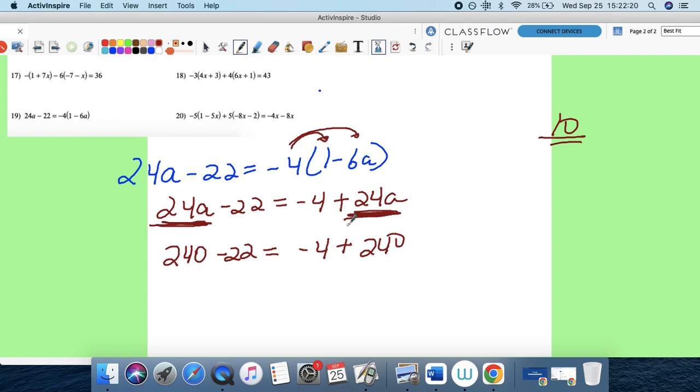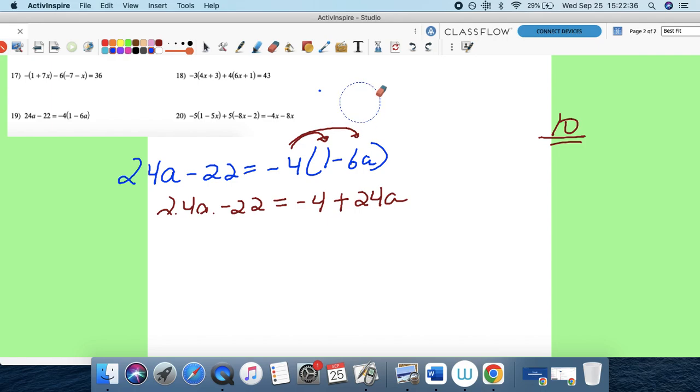So will that ever be the same? No, because the group on the left side is going to be 22 less, and on the right side, it's going to be only 4 less. So they're never, ever going to be the same. So this is a no solution problem.